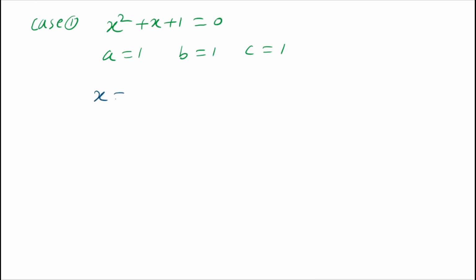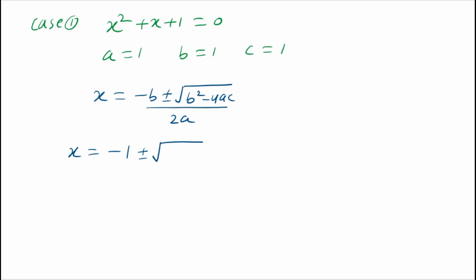And the quadratic formula, which is x equals minus b plus minus square root of b square minus 4ac, divided by 2 times a. Then here x equals minus, and the value of b is 1, plus minus square root of b square, and we know that b is 1 square, minus 4 times a, which is 1, and c, which is also 1, divided by 2 times a, and we know that the value of a is 1.